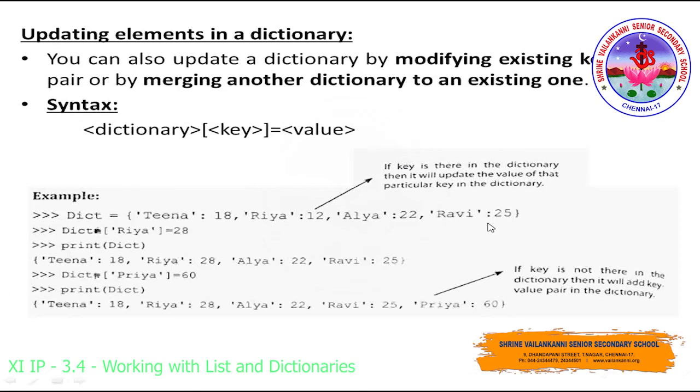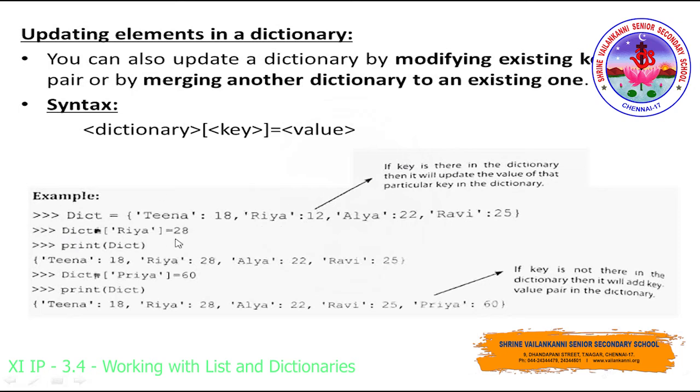See here, already they have created a dictionary. Followed by that, dict of Ria. So Ria is already present here. This particular key I'm using now. I'm going to change the value 12 of Ria to 28. You got it? So to change this value 12 to 28, I should make use of this key, as keys are immutable. Keys you cannot change at all. Only the values you can change.